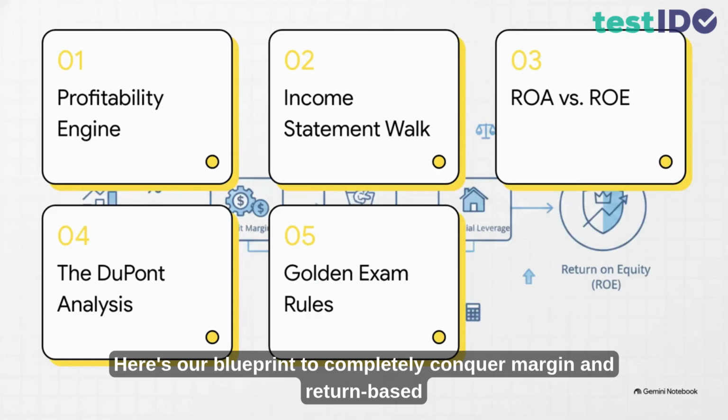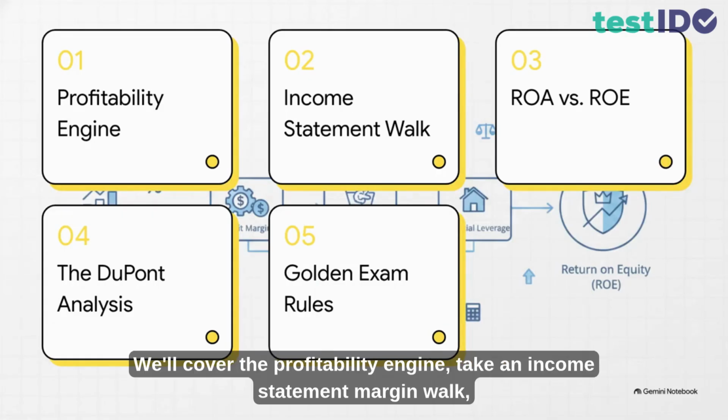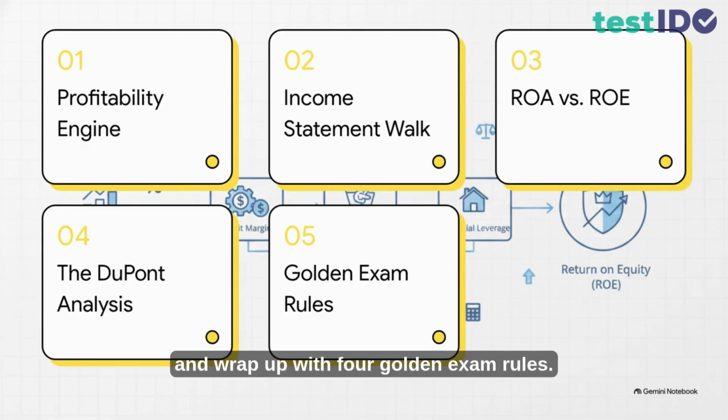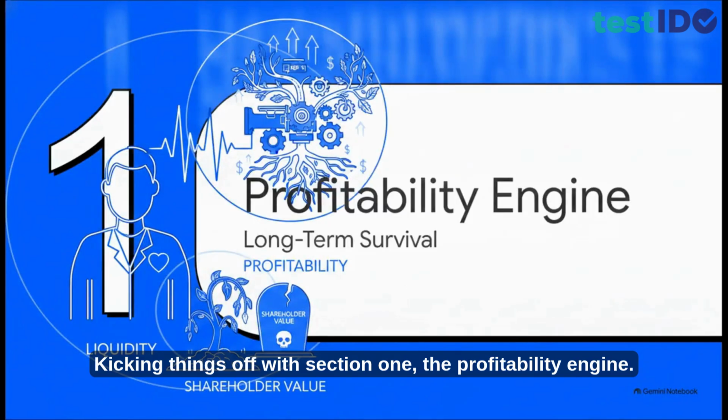Here's our blueprint to completely conquer margin and return-based ratios on the CMA exam. We'll cover the profitability engine, take an income statement margin walk, compare return on assets versus equity, break down the DuPont analysis, and wrap up with 4 golden exam rules. Kicking things off with Section 1, the profitability engine.